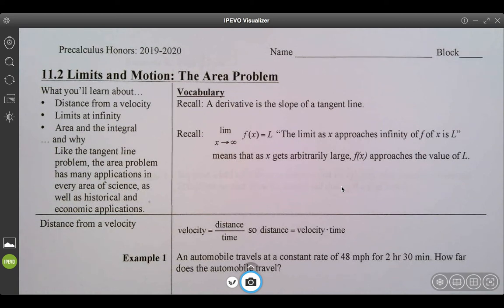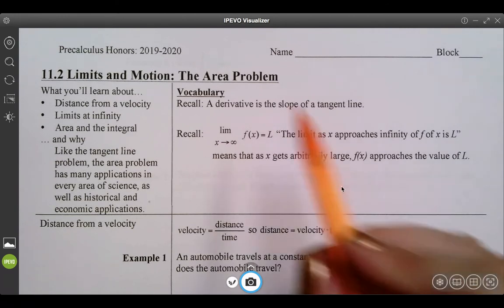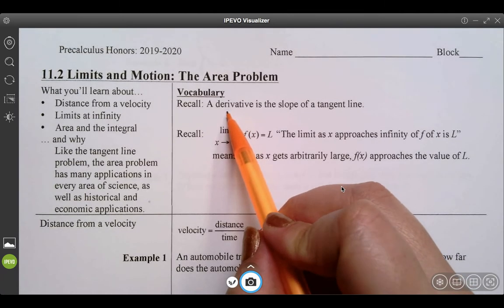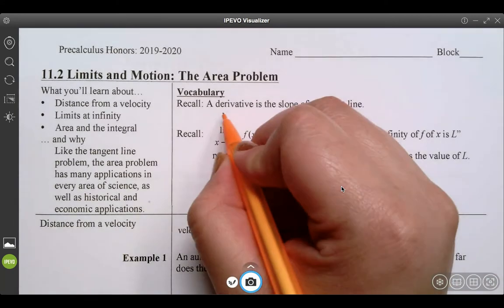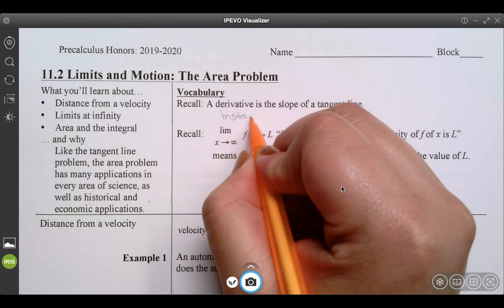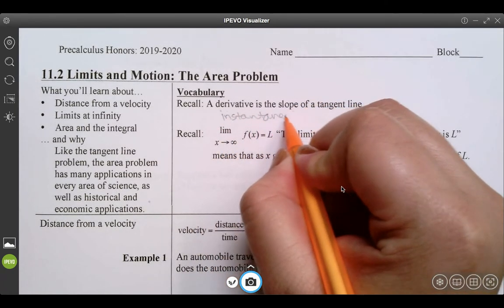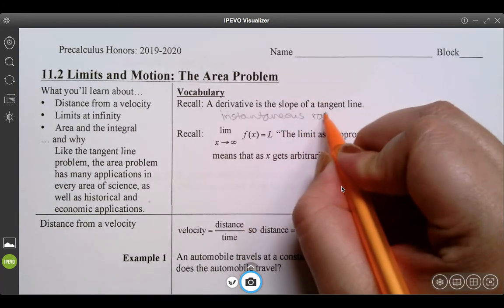Okay, welcome to the 11.2 notes video where we're looking at the next introduction to calculus concept. So in the last section, we were looking at the derivative, which we said is also described as the slope of a tangent line. And we also said it can be described as the instantaneous rate of change.